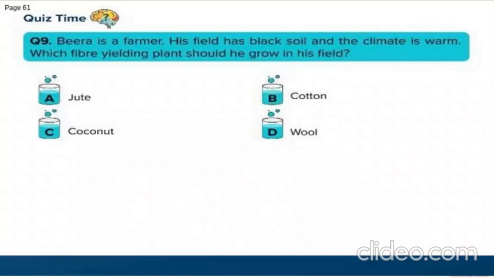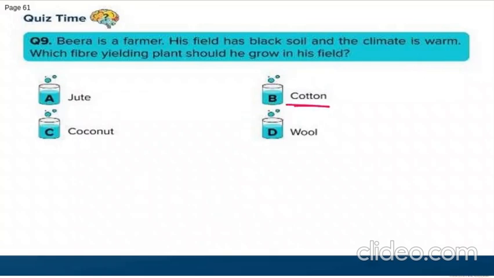Next question is, Bira is a farmer. His field has black soil and the climate is warm. So which fiber will he be growing? Jute, cotton, coconut, or wool? So, 10 seconds.